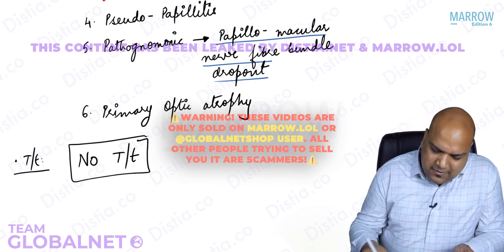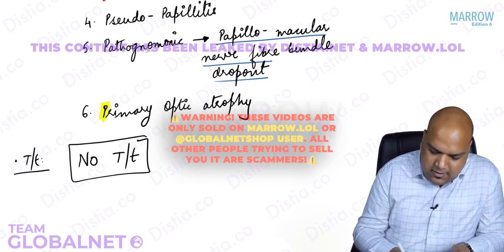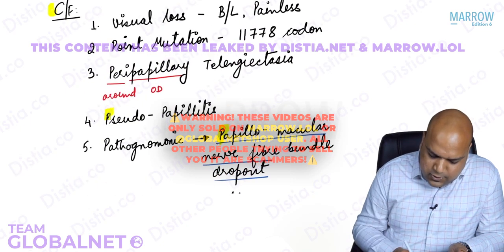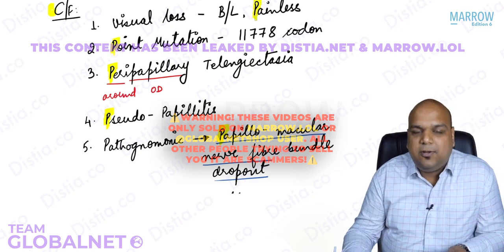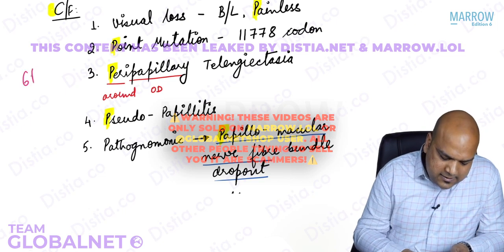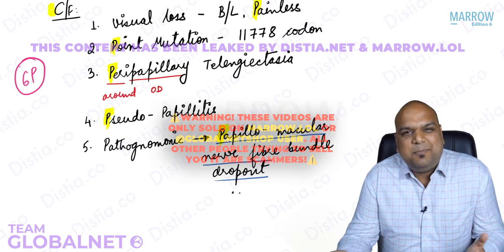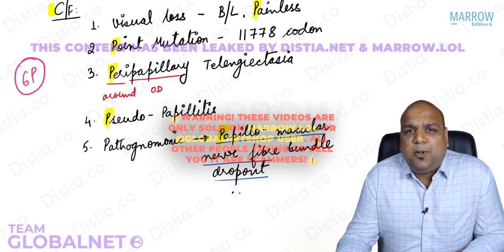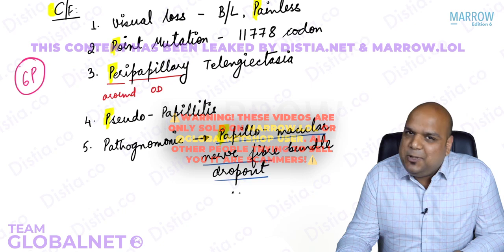Yes. So the clinical features we can learn by the letter P. P for primary optic atrophy, everybody. P for papillomacular bundle nerve fiber dropout. P for pseudopapillitis, peripapillary telangiectasia, point mutation, and painless visual loss, everybody. So I like to say 6 P's of LHON, everybody. I hope we have been able to understand simple stuff, nothing much to understand, to learn basically. That's all about our very simple topic, yet a very commonly asked topic, LHON, subtopic of hereditary optic neuropathy.